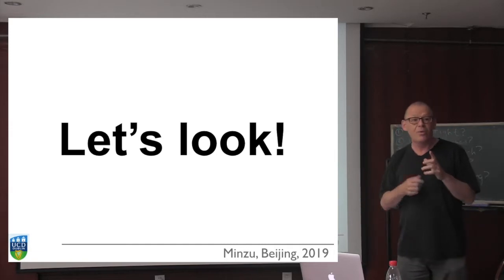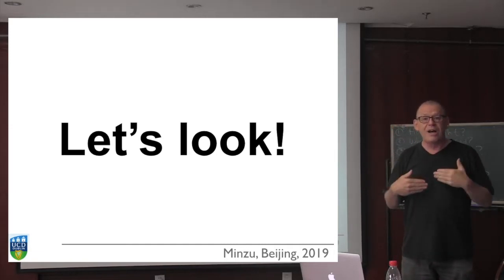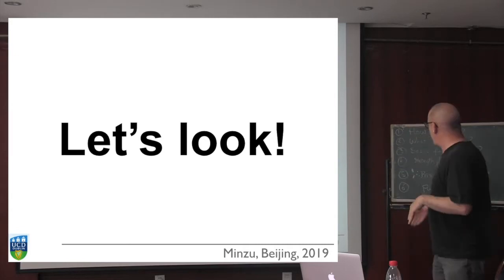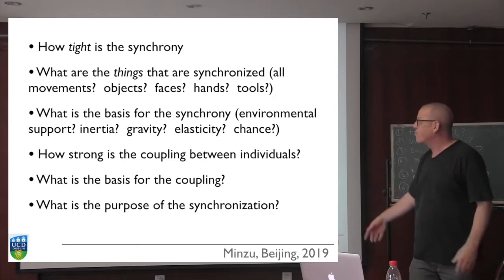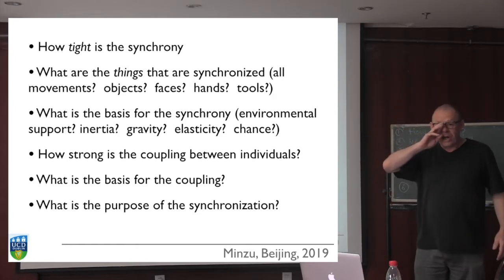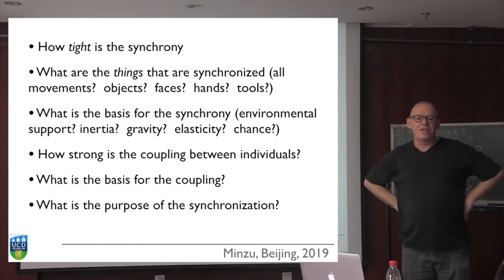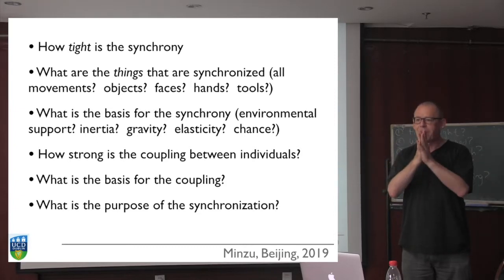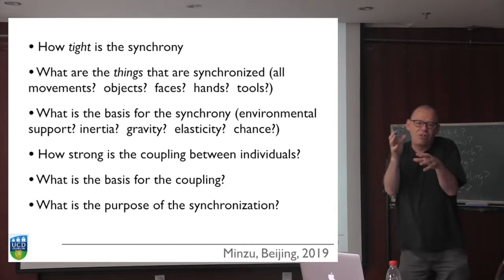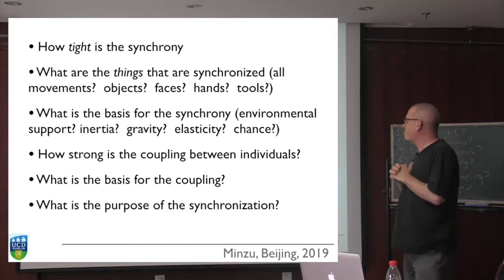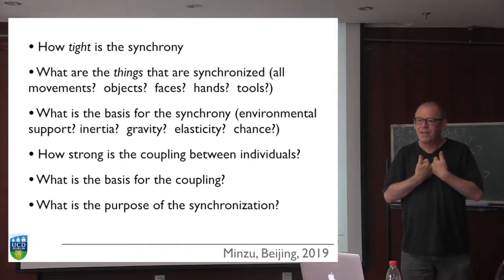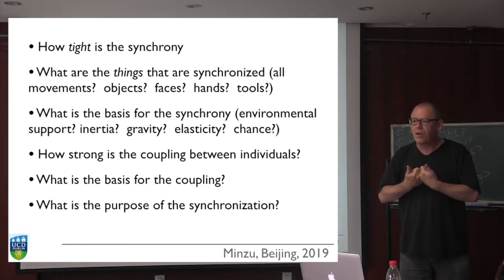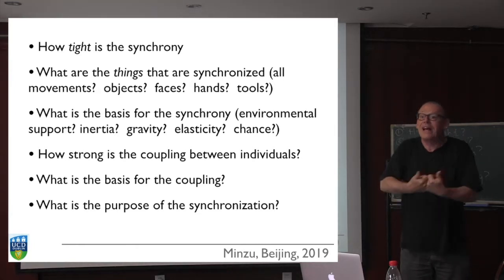And we're going to go through a couple of videos, and as we do, we're going to have a bunch of questions which I'm going to refer to here. And here are the questions. In each case, we're going to ask, how tight is the synchrony? That is, are they millisecond by millisecond identical, or is it just kind of loose? Then we're going to ask, what are the things that are synchronized? Is it faces, hands, whole bodies, more than that, less than that?